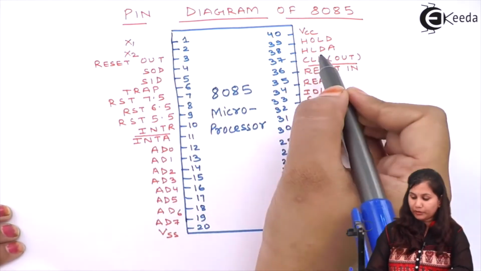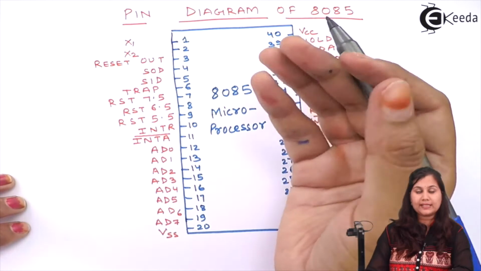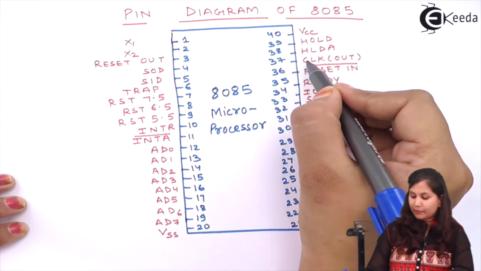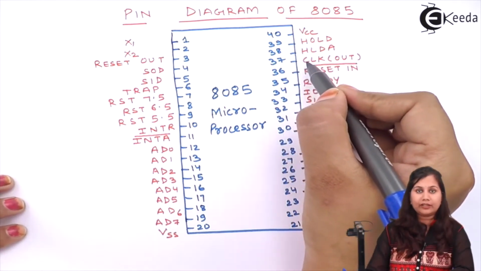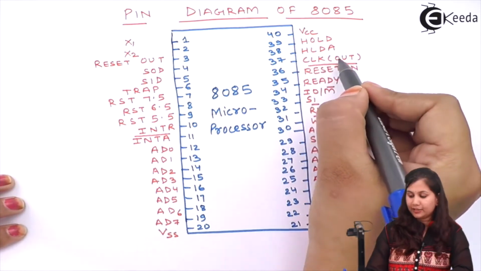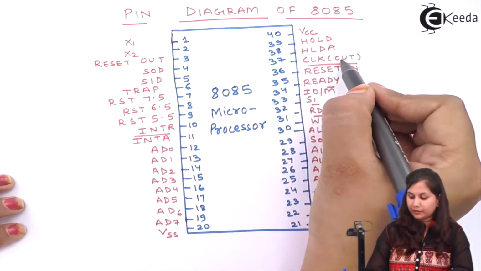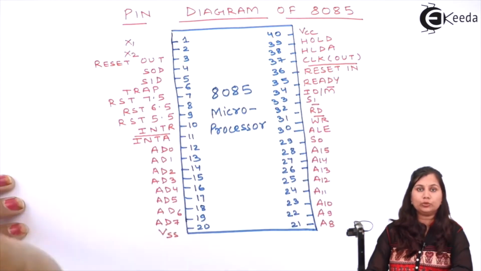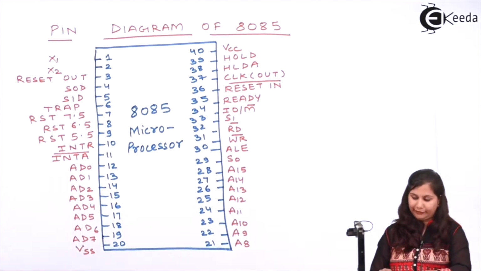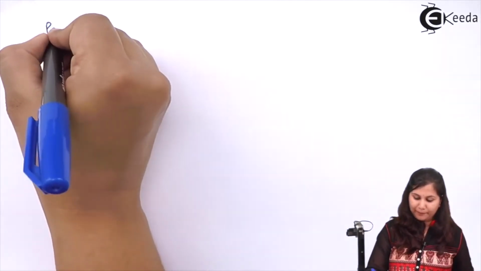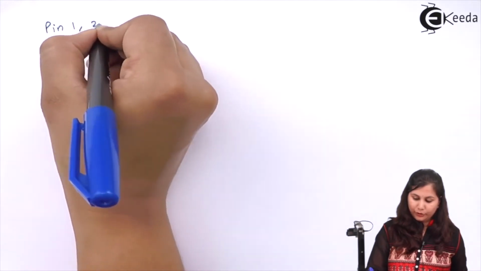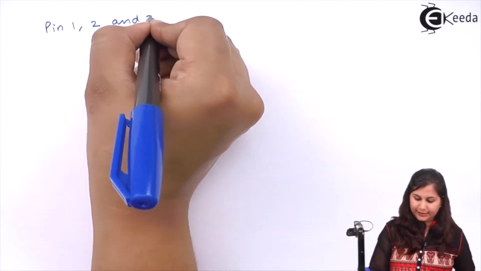And the output, the clock frequency, clock pulse, is provided at the 37th pin. That is why it is written here clock out. From here the clock pulse will be given to the 8085. So we have pin 1, 2 and 37.